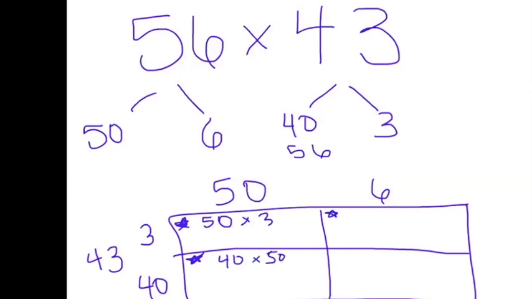What about this box up here? 6 times 3, because coming across is 3 and coming below is 6. Good job. And what about our last box? Coming across is 40 and coming below is 6. So 6 times 40. Good job. 6 times 40.